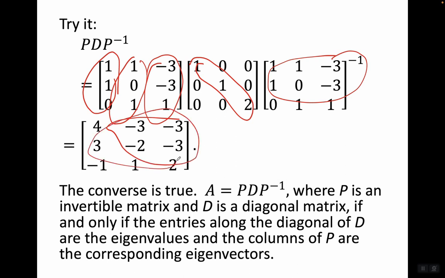And the converse is true. A equals PDP inverse, where P is an invertible matrix and D is a diagonal matrix, if and only if the entries along the diagonal of D are the eigenvalues, and the columns of P are the corresponding eigenvectors.